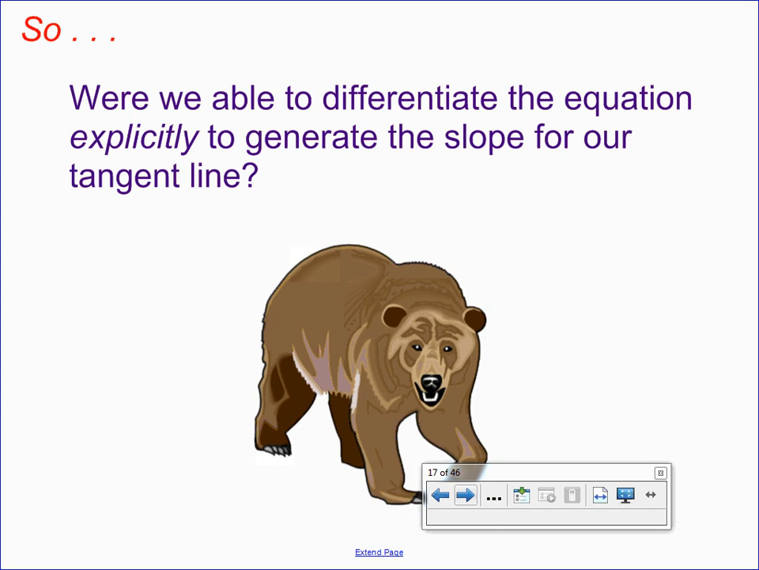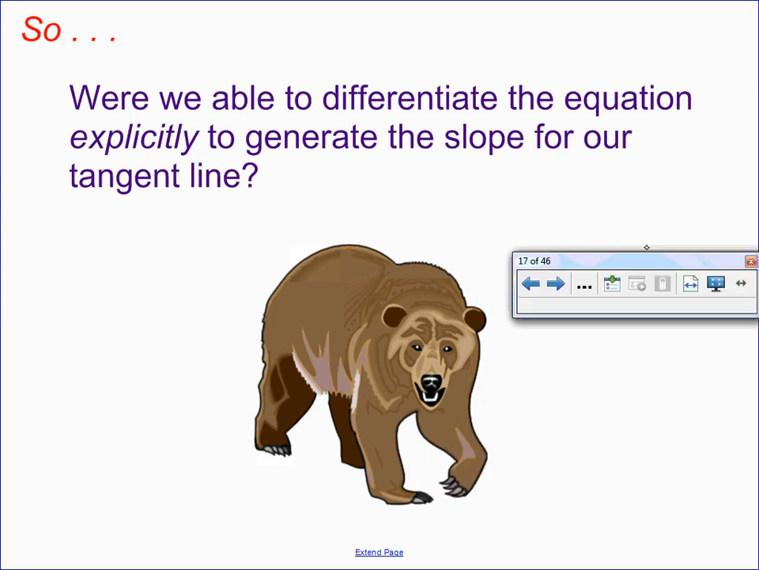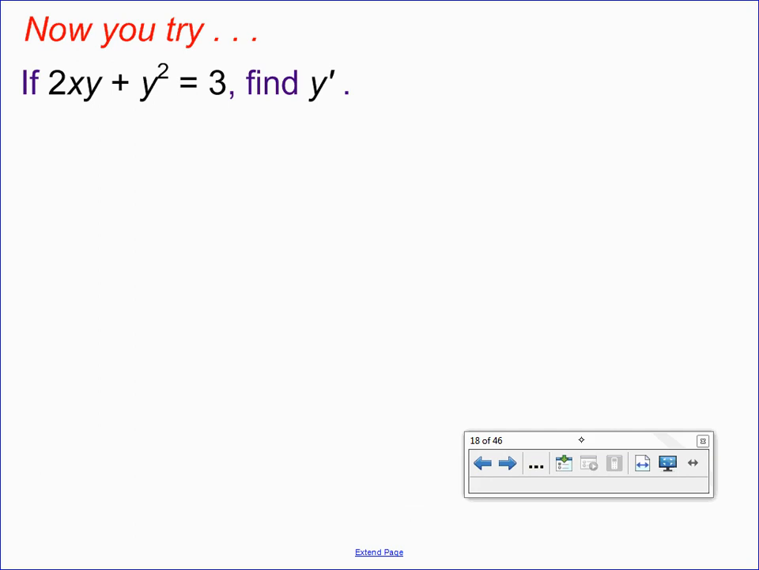And so, gosh, I wish that the USB import wasn't messing up our audio, because I'd love to hear the bear sound right now.